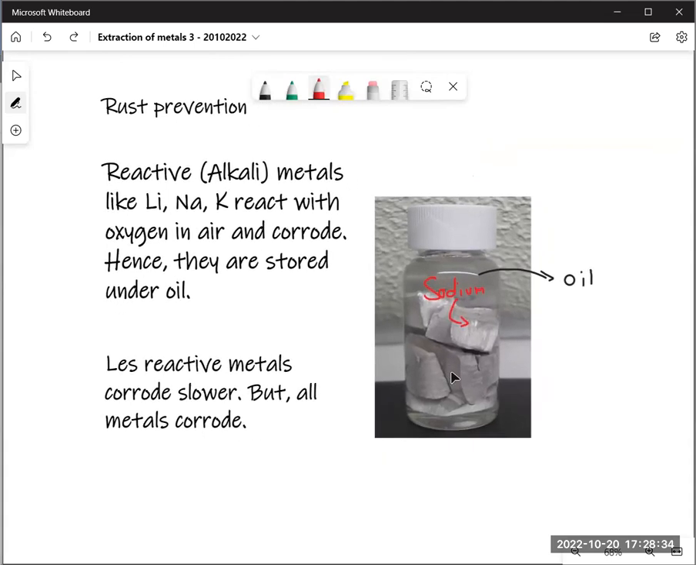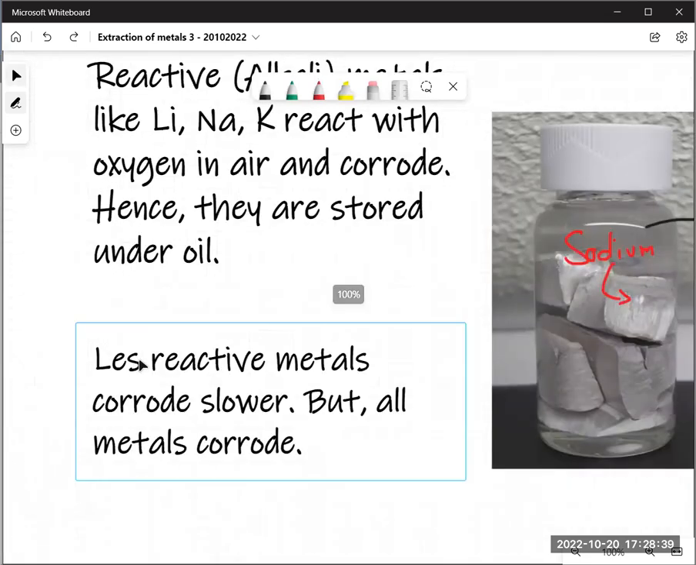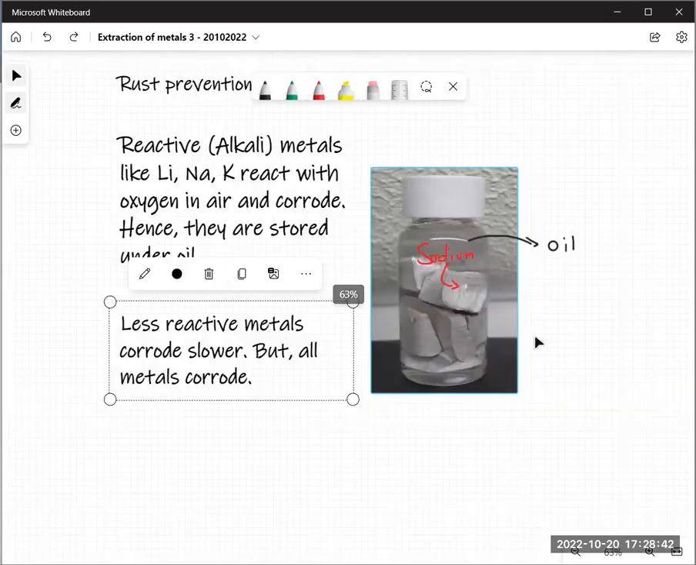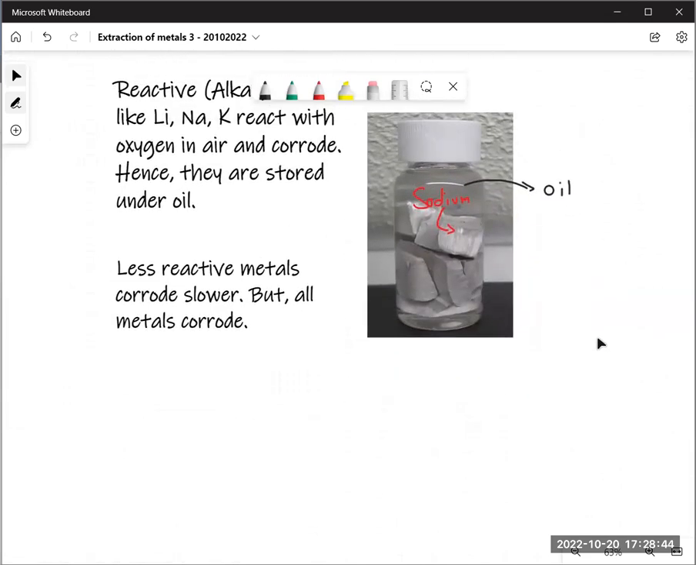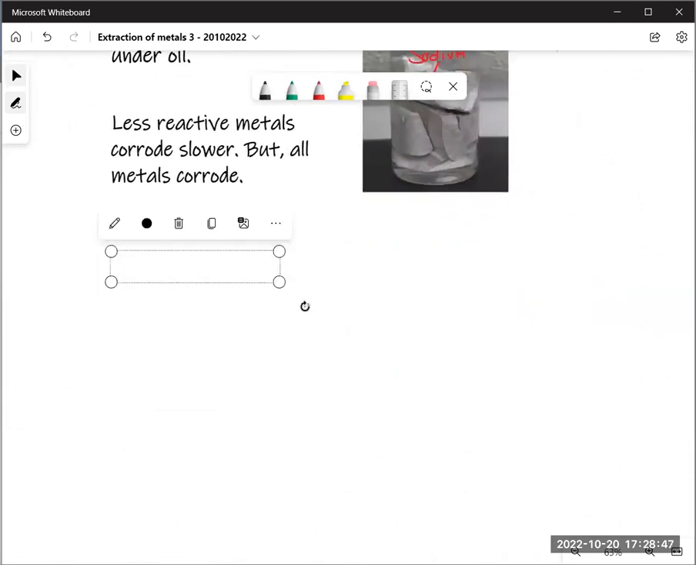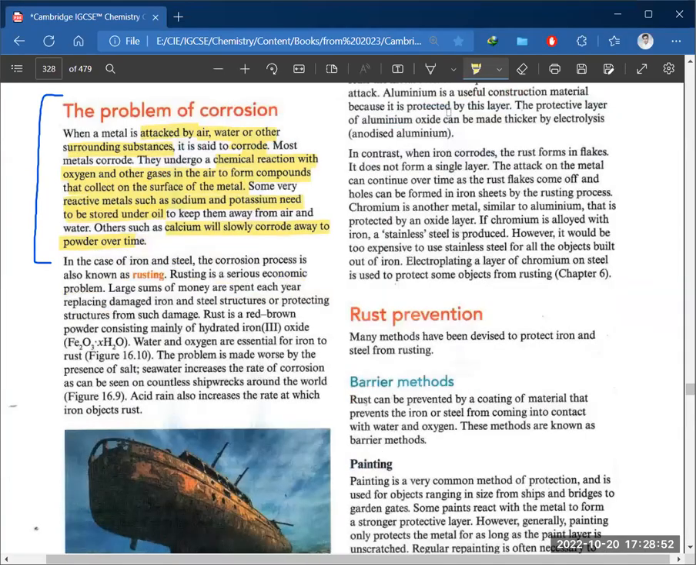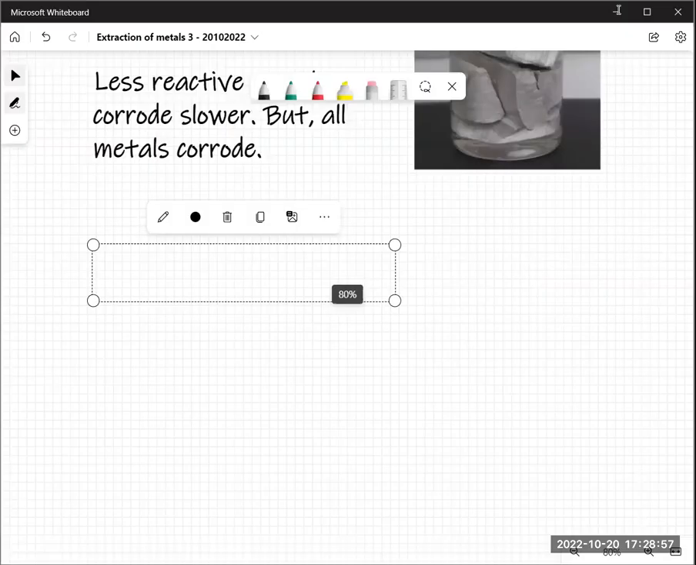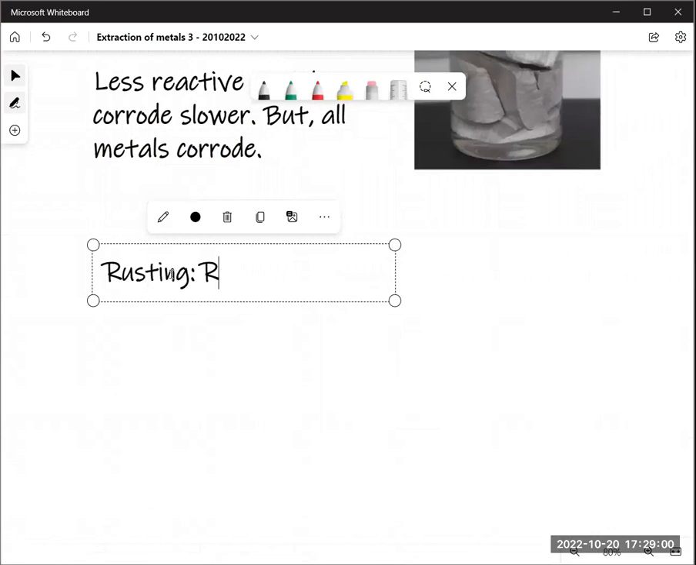Sodium. But iron is not that fast, obviously. Iron is slower, it's less reactive. Since iron is less reactive than sodium, it does rust, but not that fast. But it does rust still. So let's see how we can prevent this rusting. First thing first, let's see what rusting means. Okay, I'll tell you what rusting means. Rusting is the corrosion of iron and steel.